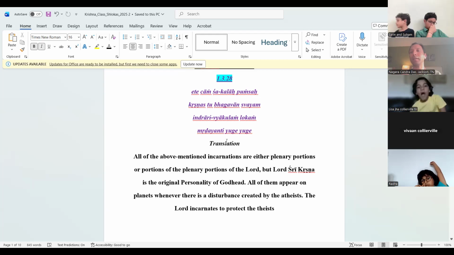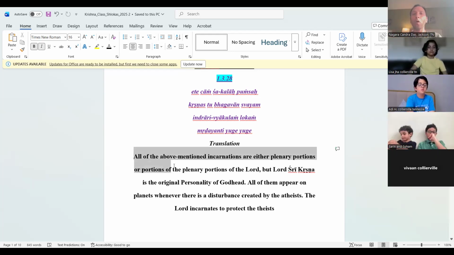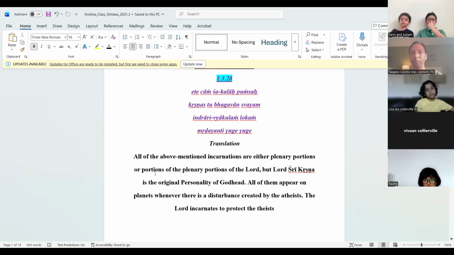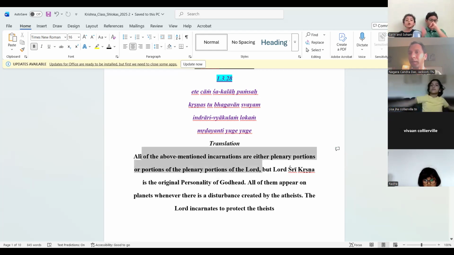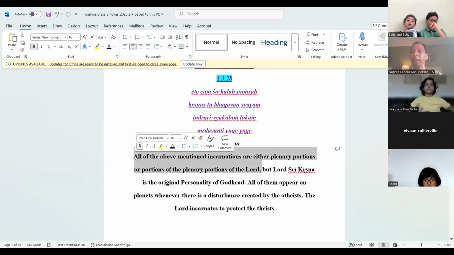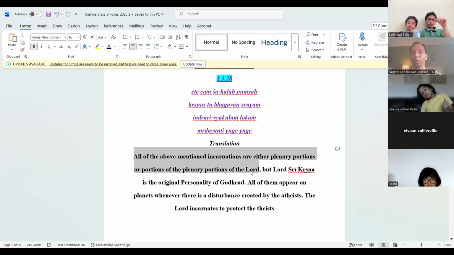So the reason I mention this is to know the pretext of this particular verse: all the incarnations are mentioned, and after that this verse comes, which says all of the above mentioned incarnations are either plenary portions, or portions of the plenary portions of the Lord. So all the incarnations that you have heard or know of, any incarnation you can think about, or everything actually, is either a plenary portion or a portion of the plenary portion of the Lord.